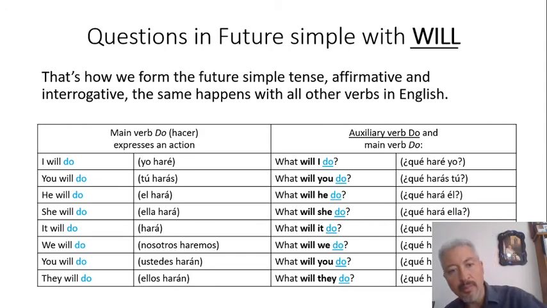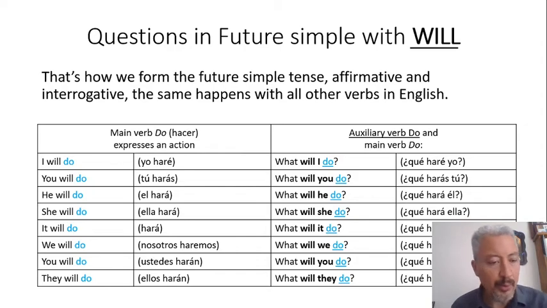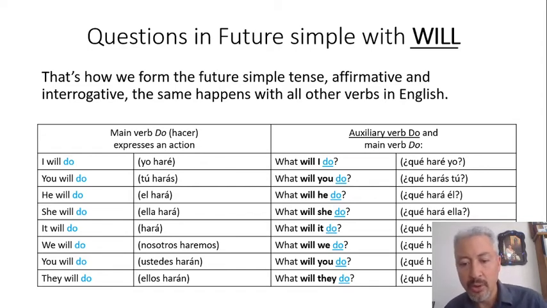That's how we form the future simple tense, affirmative on the left, interrogative on the right. The same happens with all verbs in English. This time, be is included. I will do, you will do, the same for all the persons, will do. Question: what will I do? What will you do? What will he do? What will she do?